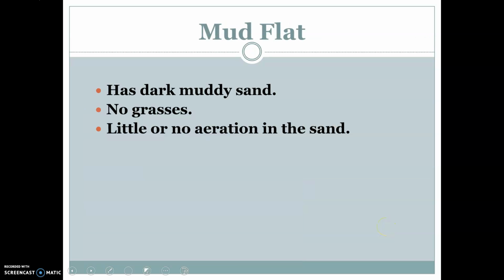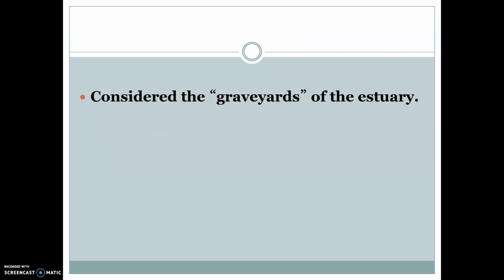So mudflats have very, very dark, muddy sand. That comes with the name here. So dark, muddy sand. There are no grasses and very little to no aeration of the sand. What aeration means is that there's no movement of gases in the sand. There's no movement of really anything in that muddy sand, which is going to make it really hard for there to be life there. So these are some characteristics of that mudflat.